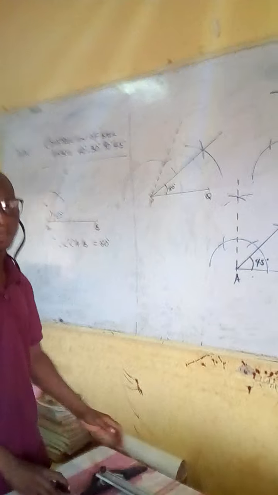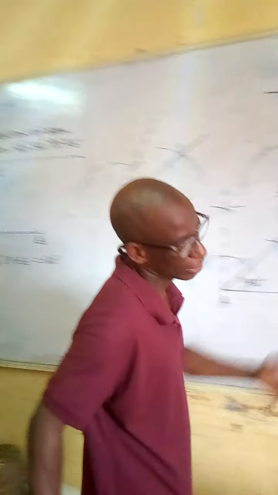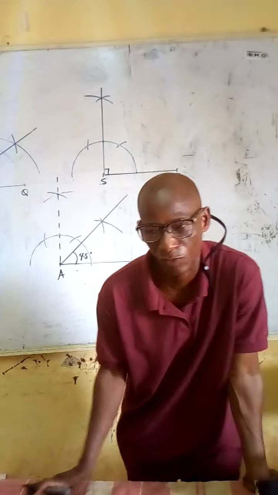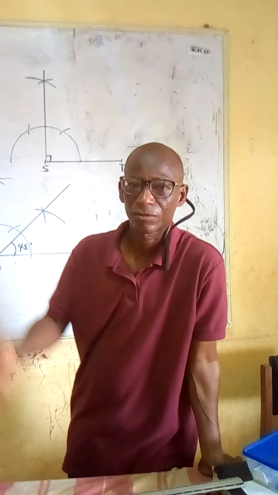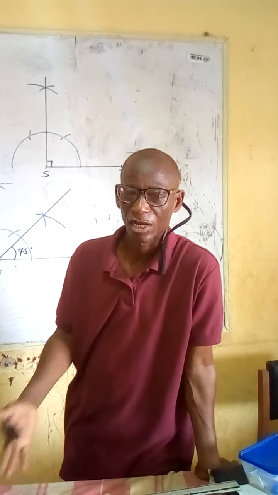I want you to try this. Even now that you have looked at this, you can play it over and over again. It's a very simple step. And with all these basic steps, we are on our way to now try to construct quadrilaterals, plane figures, triangles, and so on and so forth.